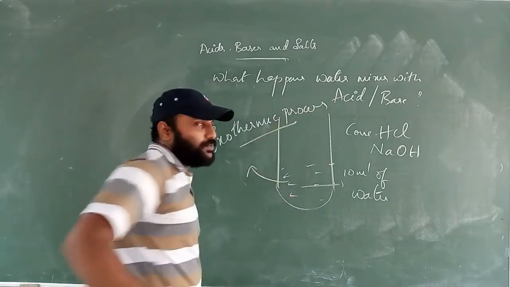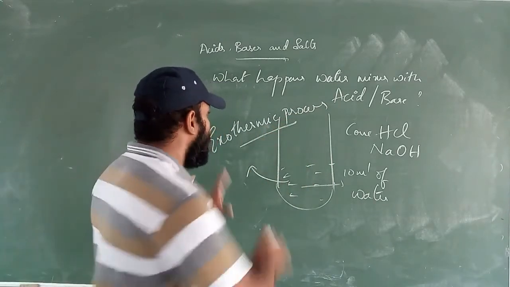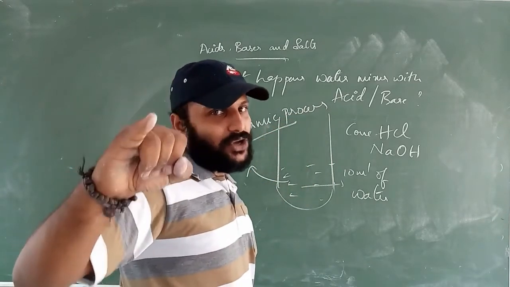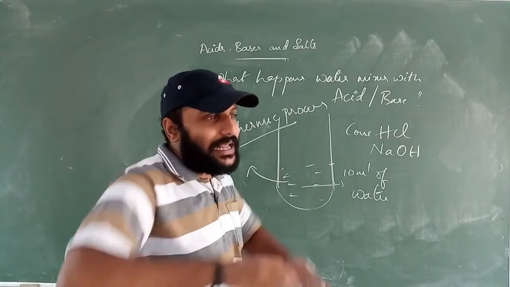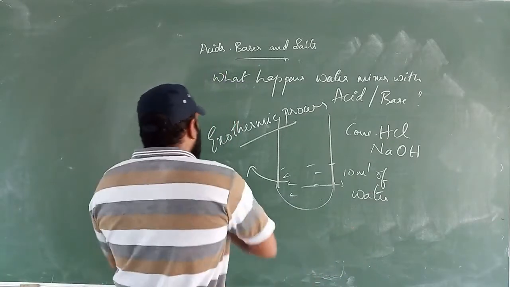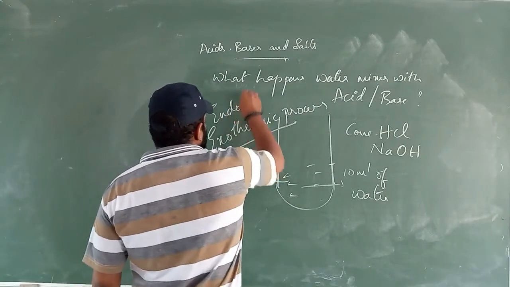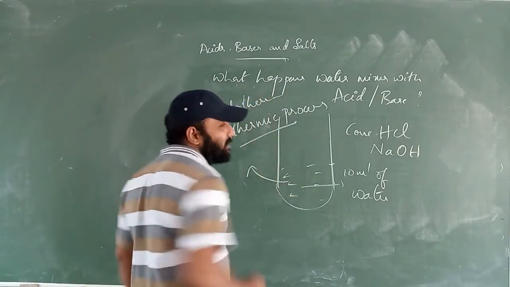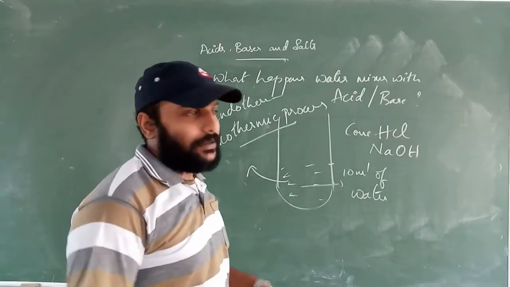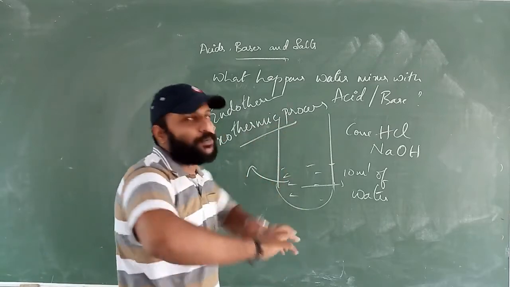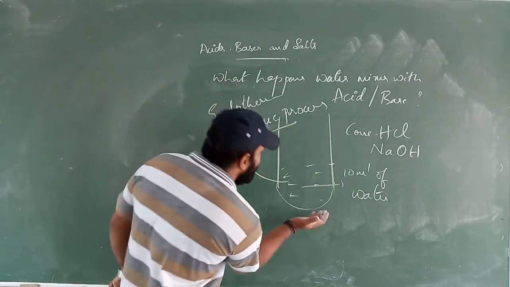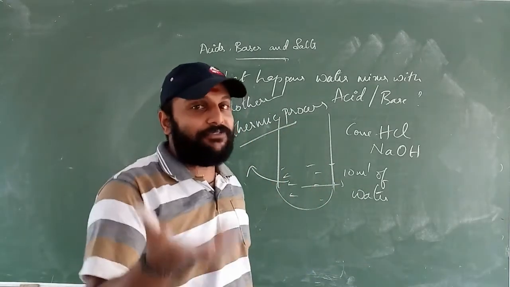Exothermic process means what? We have got two processes: one is exothermic process, the other one is endothermic process. Exothermic process means heat is produced outside. Endothermic process means heat is taken inside. Endo means heat is taken inside, and exo means heat is produced outside. That is why when you touch the bottom portion of the test tube, we can feel the hotness.